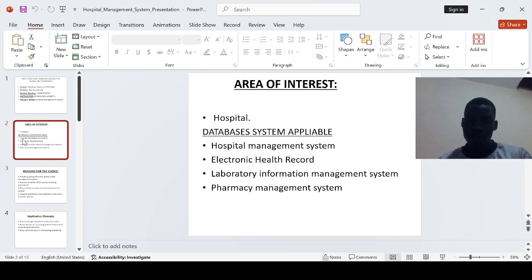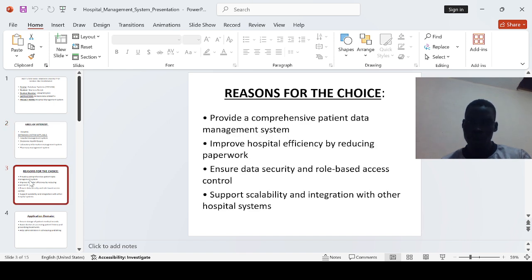I've chosen hospital, and in hospital we have various databases applicable. We have the hospital management system, electronic health record, laboratory information management system, and pharmacy management system. The reason for choosing the hospital management system is, first of all, it provides a comprehensive patient data management system.